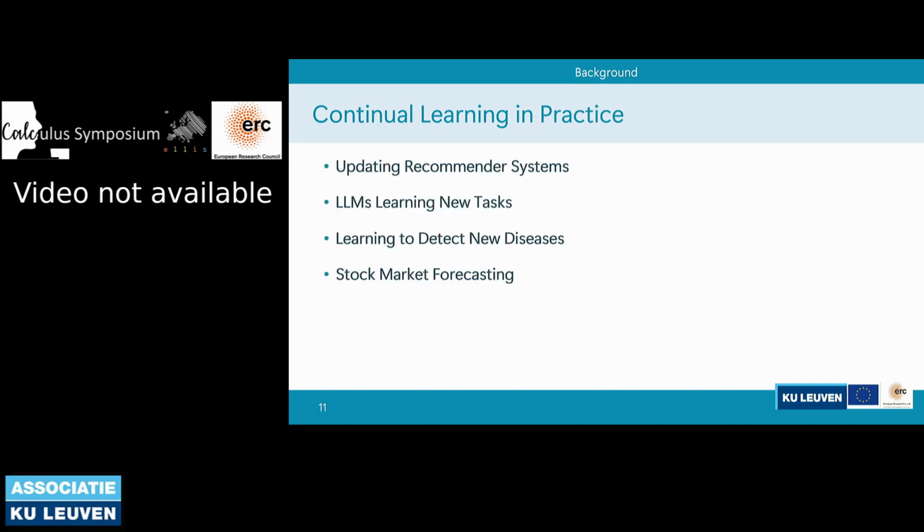Some practical applications of continual learning. One would be updating recommender systems, such as those used in Netflix or Amazon for recommending new products to users. This problem is continual because we constantly have new users signing up to these platforms, and we also have new products that are introduced gradually over time.